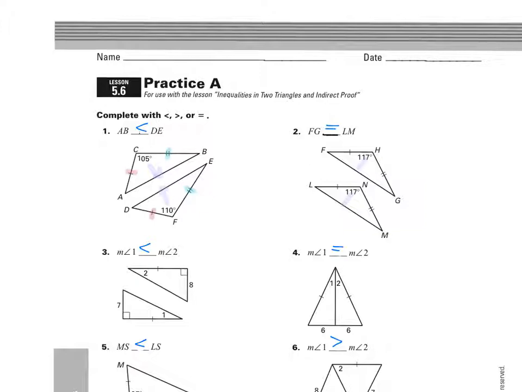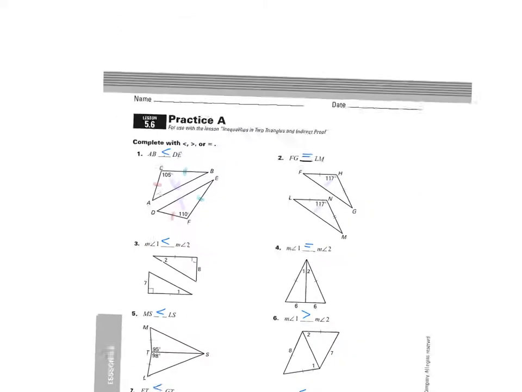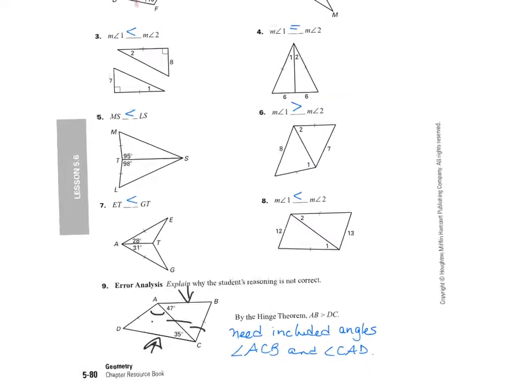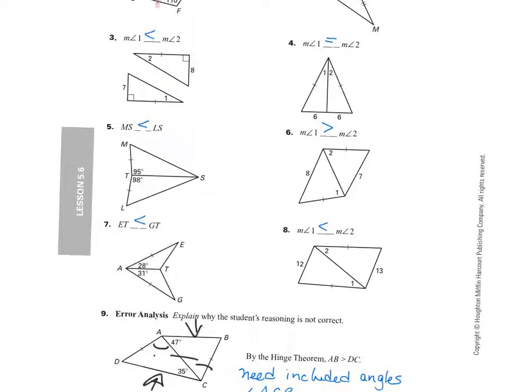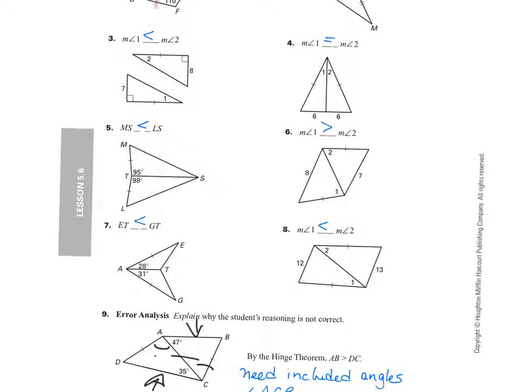Yes? No? Okay. Then here is 5 through 8. Again, you're just going to compare either the angle measure or the side length to decide which one's larger, which inequality symbol you needed to put in there. Any questions on up to number 8?